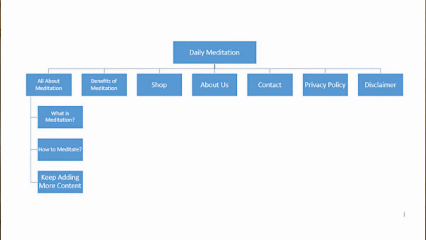Here is an example of a simple site architecture using the Daily Meditation website. As you can see, at the top is the home page. Below are the categories, which are the topics for the content that I plan to create for the website. In addition, there are the standard pages such as About Us, Contact Us, Privacy Policy and Disclaimer pages.